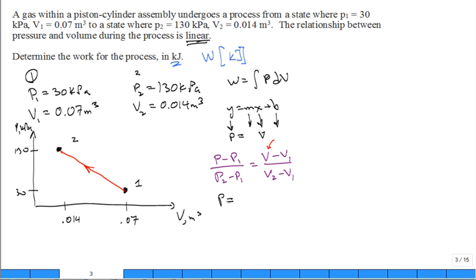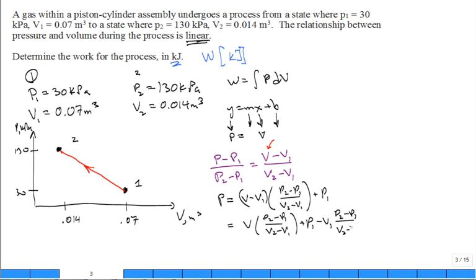So P is equal to, and then you're going to get, (V minus V1) times (P2 minus P1) divided by (V2 minus V1). Now I've got to clean this up a little bit. Put V minus V1 there. And then we'll put plus P1. And then if you wanted to, you can manipulate a little more, and you get V times (P2 minus P1) divided by (V2 minus V1), and then I'll put plus P1 minus that V1 times (P2 minus P1) over (V2 minus V1).